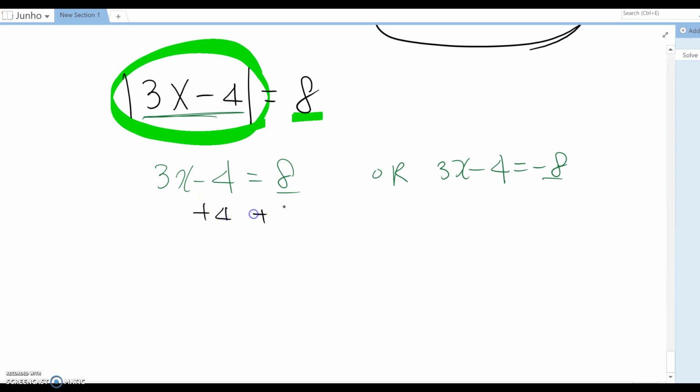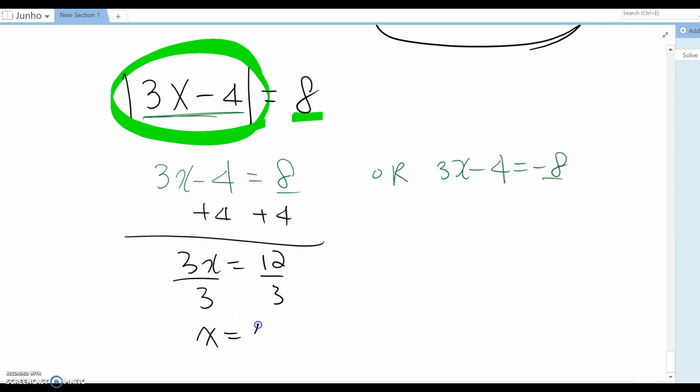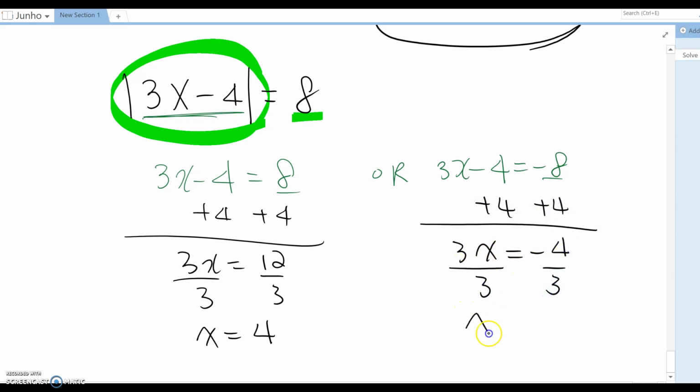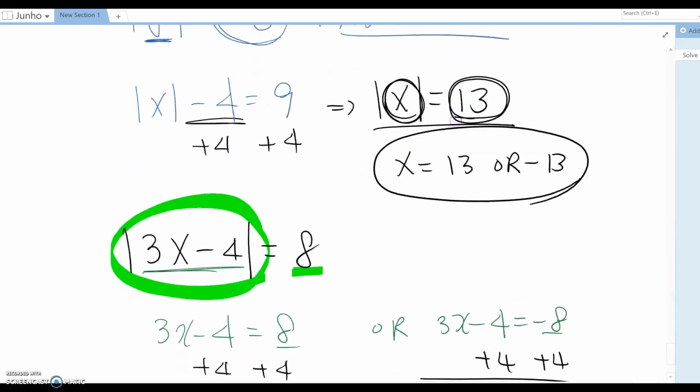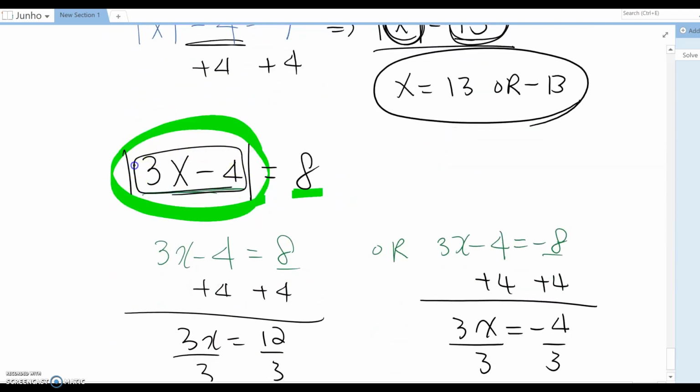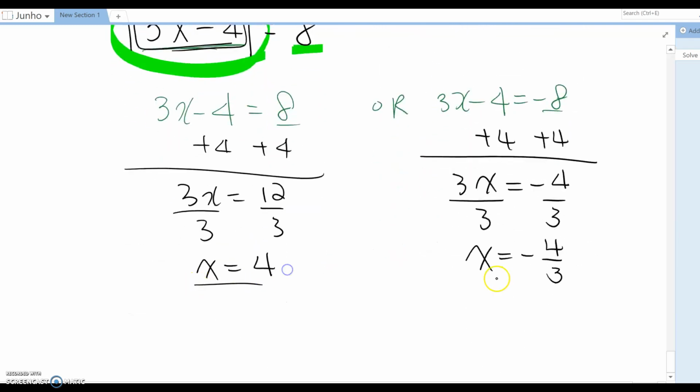So plus 4, then 3x equal to 12, and divide by 3, then x equal to 4. Or you add 4 here, then 3x equal to negative 4, and divide by 3, then x equal to negative 4 over 3. Yeah, unlike those earlier questions, because it has many different expressions, we don't have exactly the same value with the opposite sign. Okay? It's based on the equation expression.